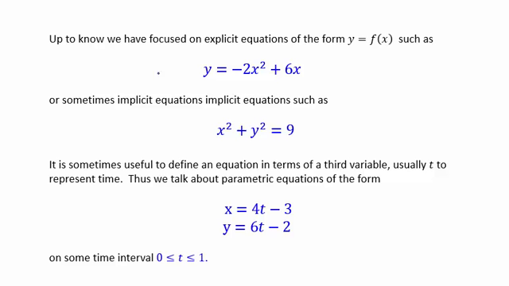Up to now, we have focused on explicit equations of the form y equals f of x, such as this quadratic. And sometimes we've even looked at implicit equations, like the equation of this circle. However, it is sometimes useful to define an equation in terms of a third variable, usually t, to represent time. Thus, we talk about parametric equations of this form, where both x and y are functions of t over some time interval.